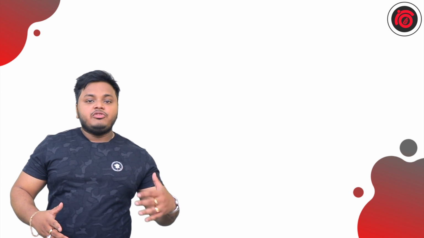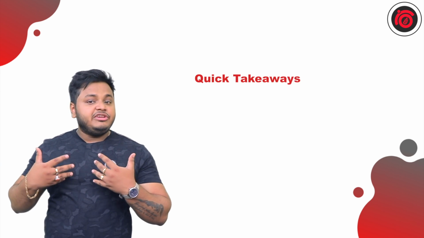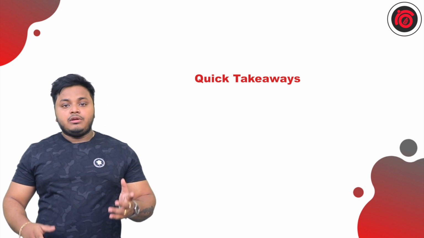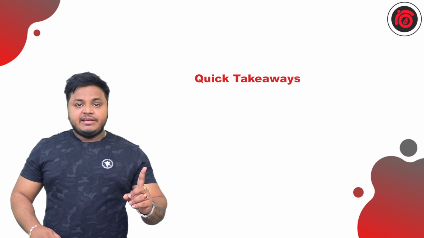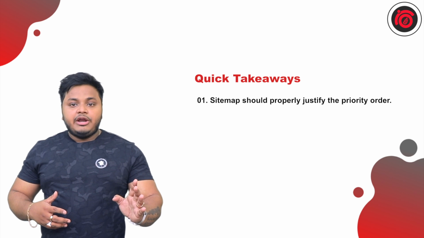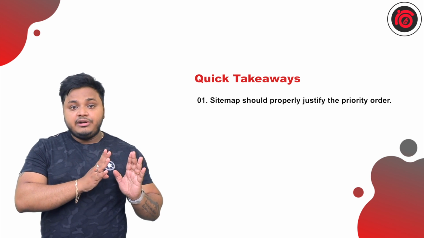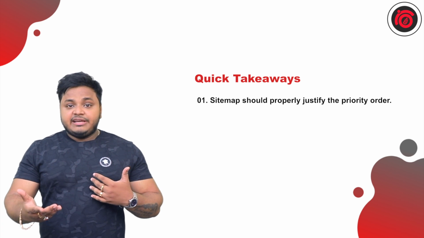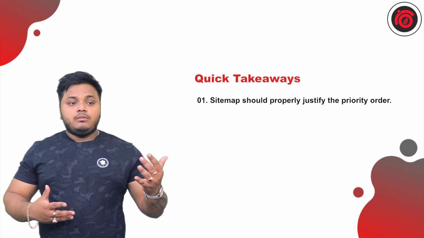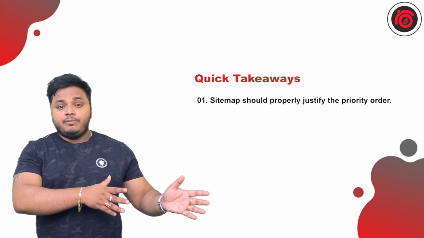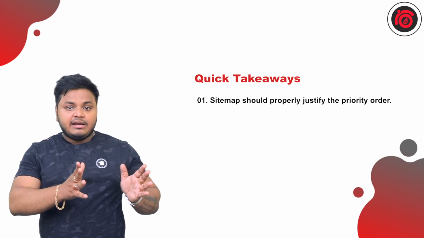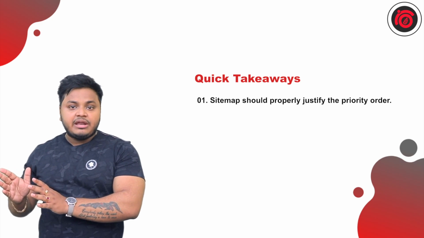Now we'll be discussing some quick takeaways for SEOs regarding the sitemap, like what the best uses are and what can be done. So there are 7 points. The first thing is the sitemap should always properly justify the priority order, because that is where there is a real difference. Just like I said in this video, the homepage should have the maximum priority, but even if that might not be your case, the important pages should have the best priorities and the unwanted pages should have low priorities.